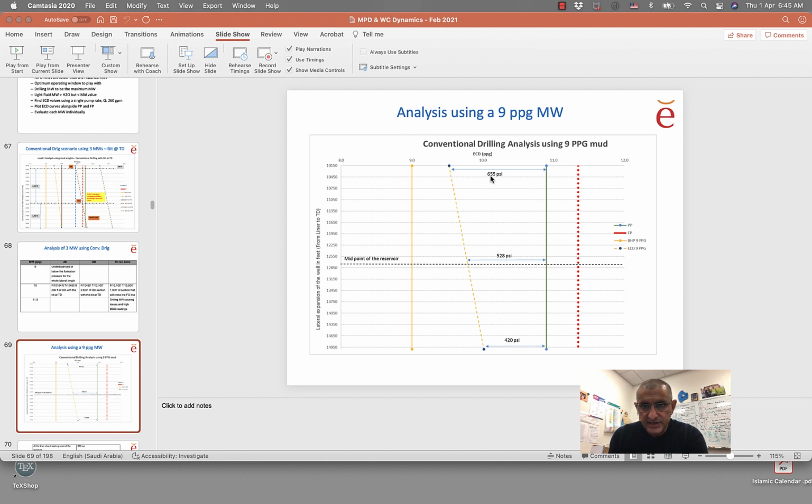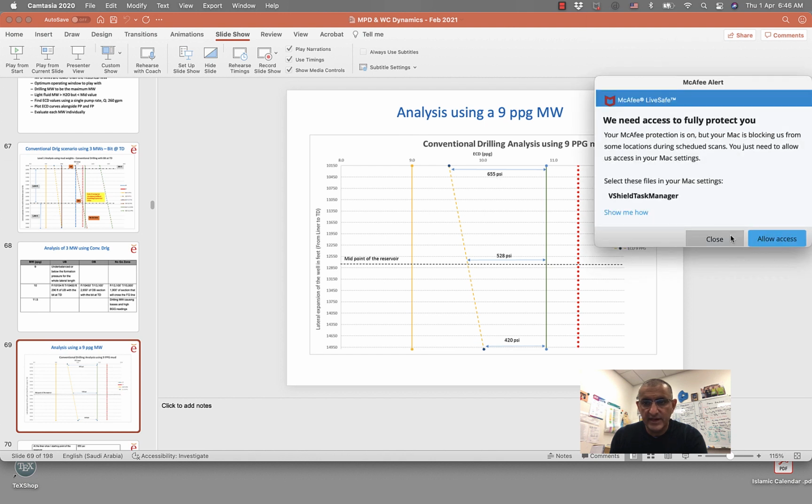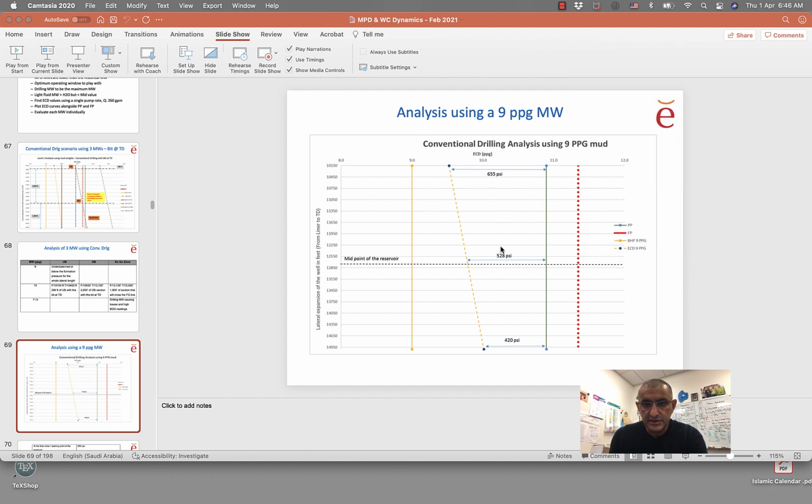This difference is here: 655, 528, and 420. It's basically what you are saying, that if I'm going to use a 9 ppg mud weight, and if I start circulating the mud, by the time the bit reaches the TD, at the casing shoe you will have 655 psi under balance condition, halfway through you'll be at 500, and right at the TD you'll be at about 420 psi UB. Okay, now how do you decide that if you are going to use this mud weight, how much SACP or surface applied choke pressure you're going to apply when you are drilling this well?